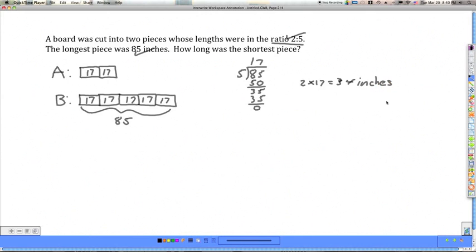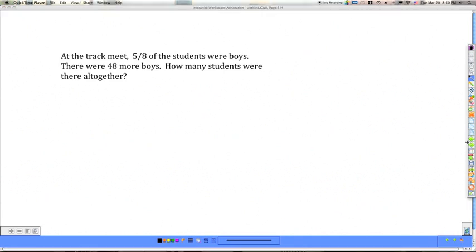Let's take a look at another problem. And if you want to review this one, of course, you can go back, you can pause it, rewind, you can do whatever you like. At a track meet, 5/8 of the students were boys. There were 48 more boys. How many students were there altogether?